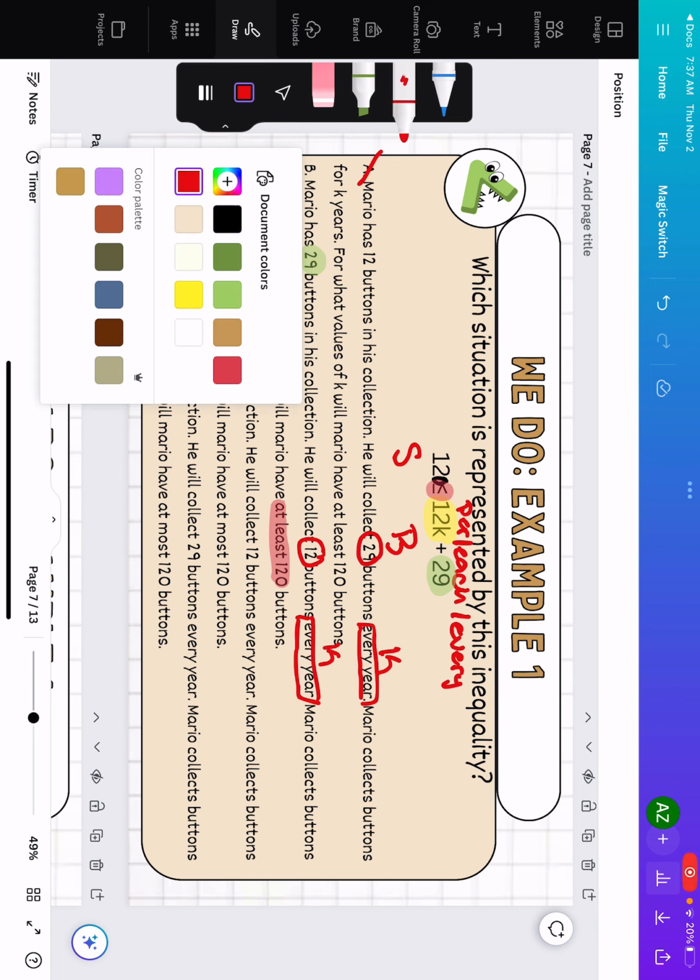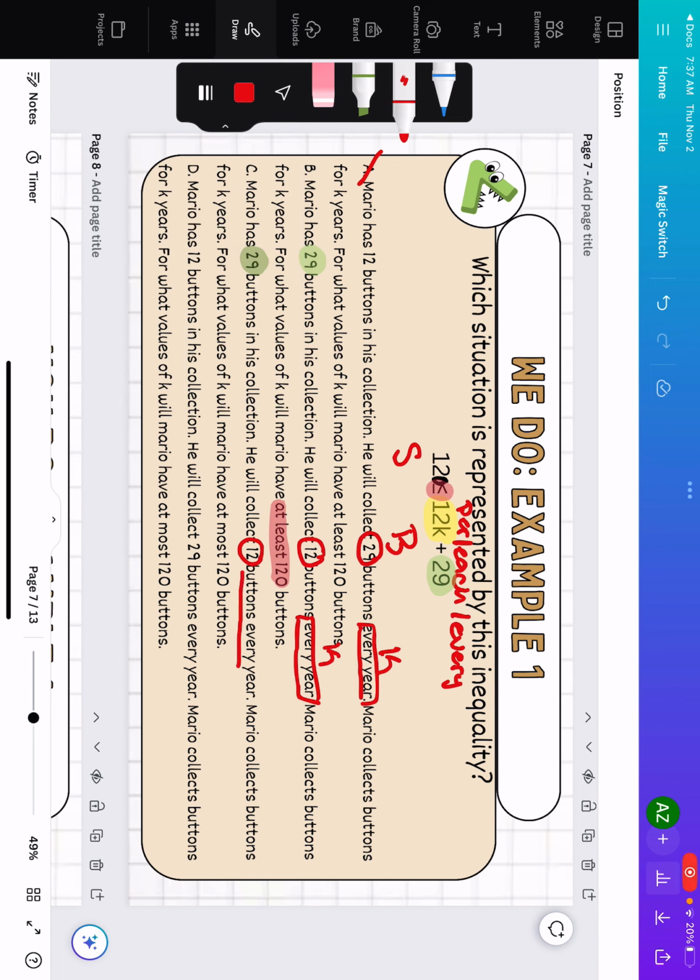Now, he collects 12 buttons every year. Again, so far, that's still true. Mario collects buttons for K years. What is the value of K?